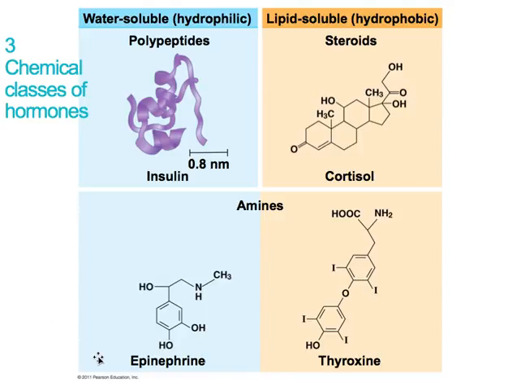And you can also have amines. Examples of amines would be epinephrine and thyroxine. We're going to talk about a couple of these. And amines can be either water soluble or lipid soluble. And if you don't know, the word soluble just means can be dissolved in. So hormones themselves differ in both their structure and their solubility.